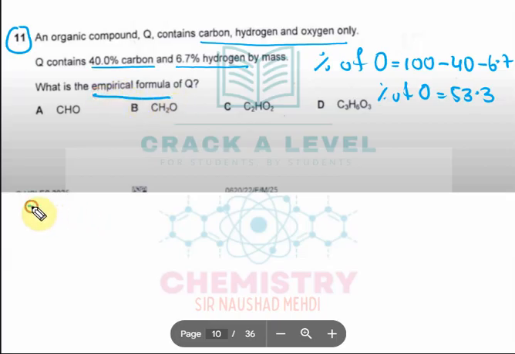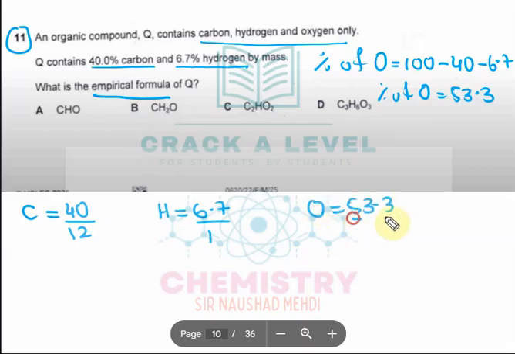So now you need to calculate the empirical formula. The first step of the empirical formula is to divide the percentage of the elements by their Ar. So 40 divided by 12, the Ar of carbon. Then we have hydrogen, 6.7%. The Ar of hydrogen is 1. Oxygen is 53.3 divided by 16, which is the Ar of oxygen. So 40 divided by 12, we get 3.3.